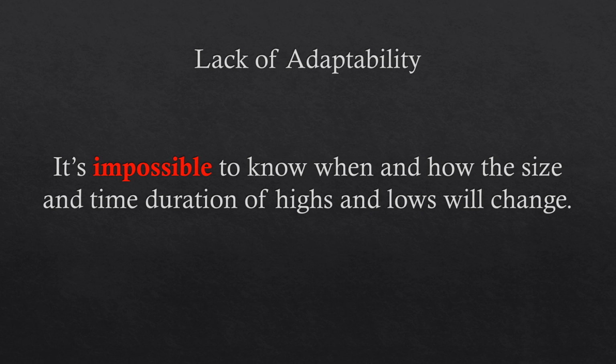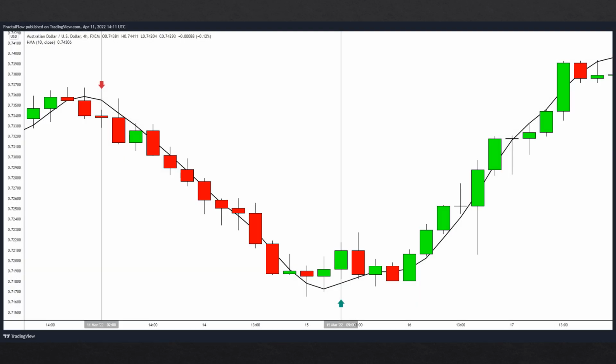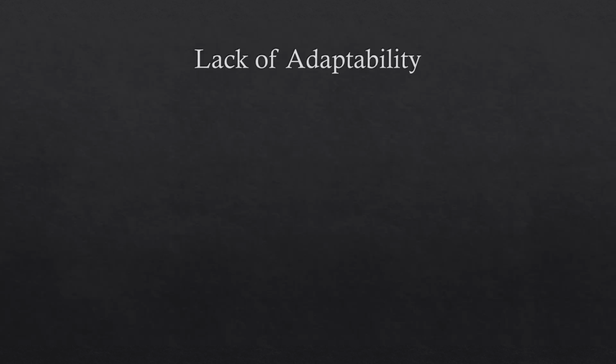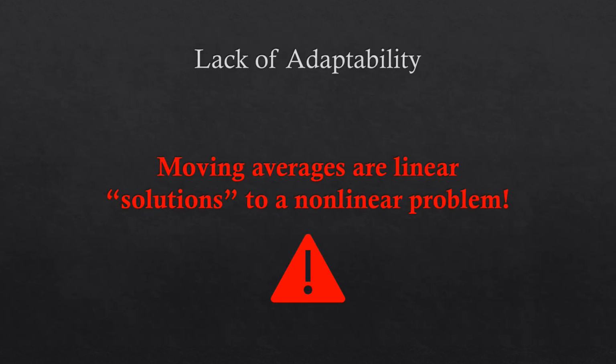Let's see another example. Here's a 10-period whole moving average. As you can see, this MA period is incredibly effective at capturing price reversals when the time distance between a high and low is roughly 13 bars. However, when you have smaller highs and lows, the moving average will produce false signals, as you can see in this other chart. The lack of adaptability of moving averages means that they cannot predict when and how highs and lows will change size and time duration. In other words, a moving average is a linear solution to a non-linear problem. It's simply the wrong tool for the job.